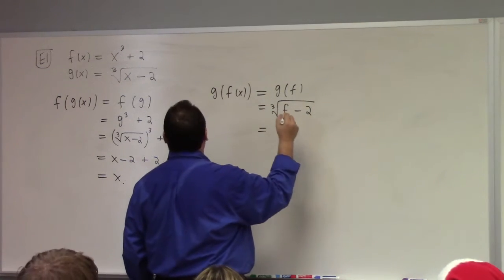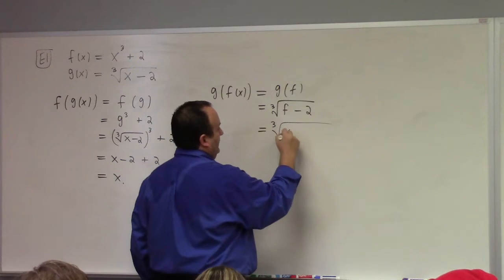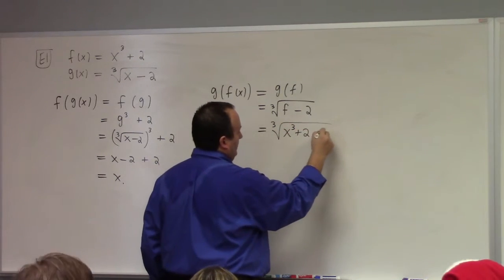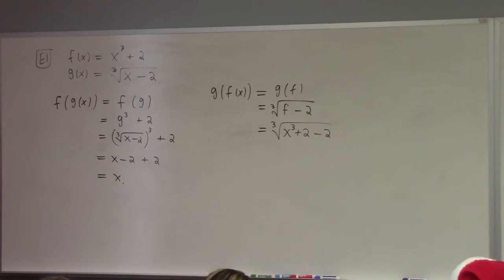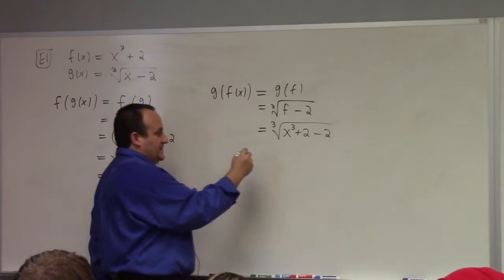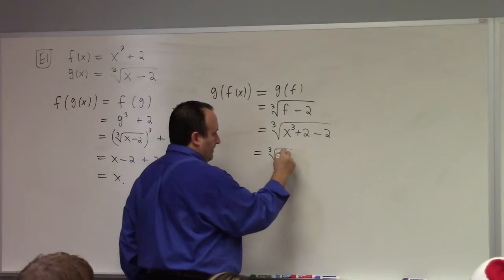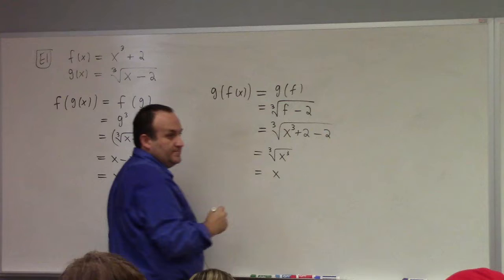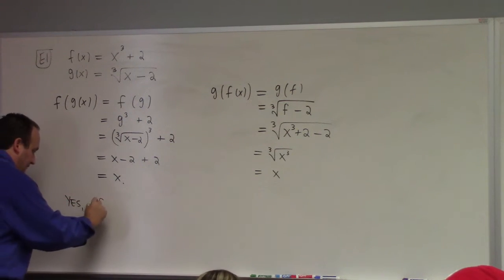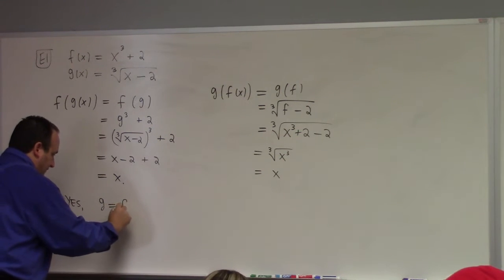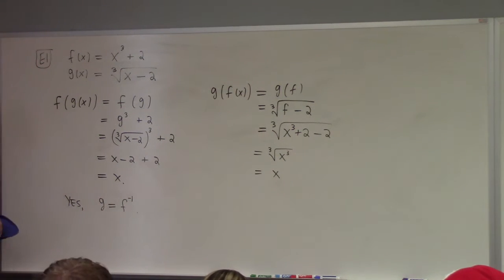So the cube root of x cubed plus 2 minus 2, which then is what? That's the cube root of x cubed, which is, by the way, x again. So yes, in fact, g is equal to f inverse, because it satisfies the two needed conditions to be the inverse. f composed with g of x is x, and g composed with f of x is x.